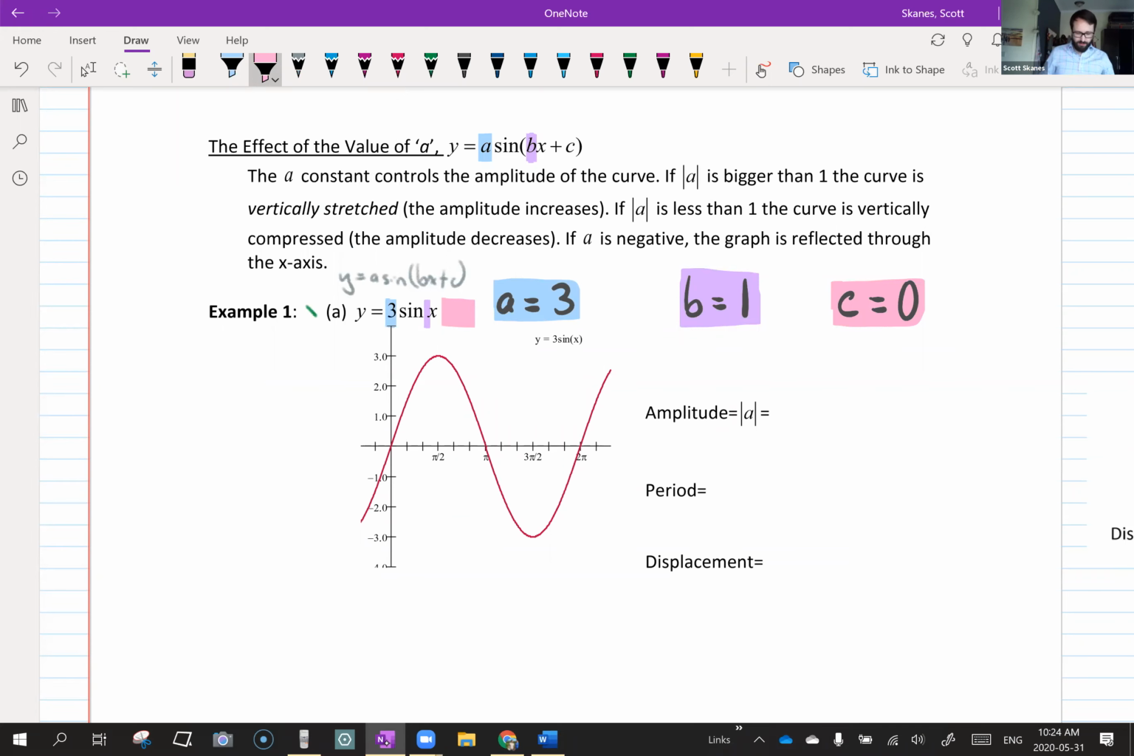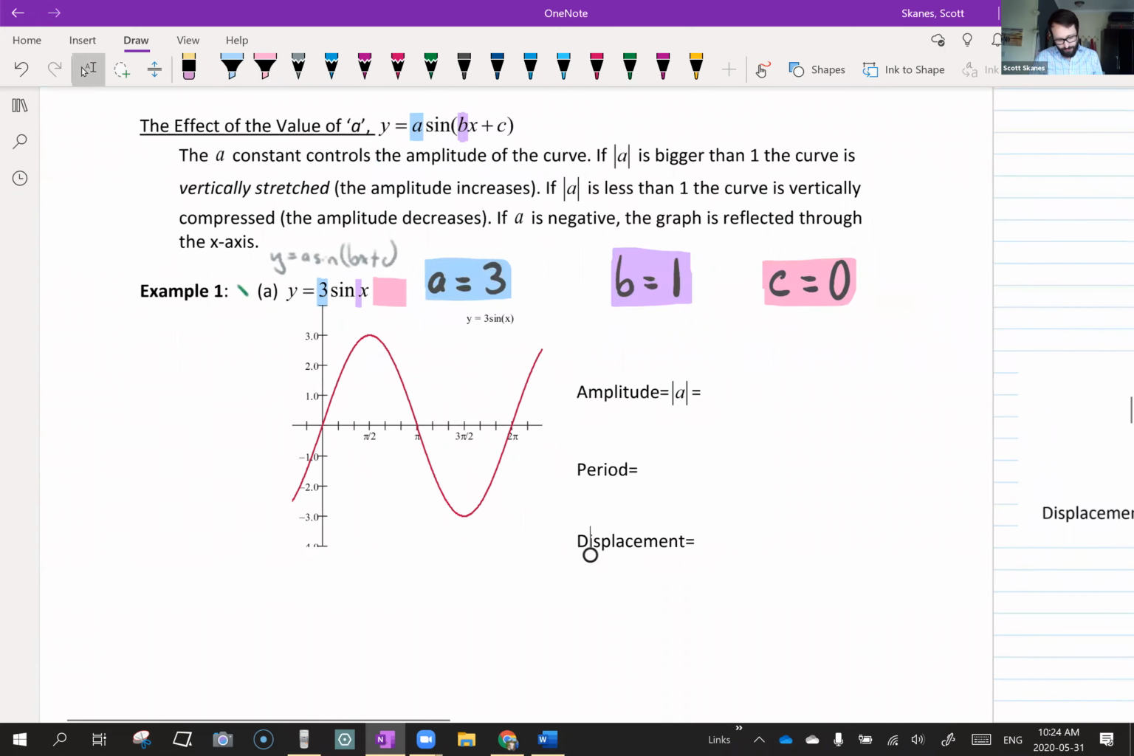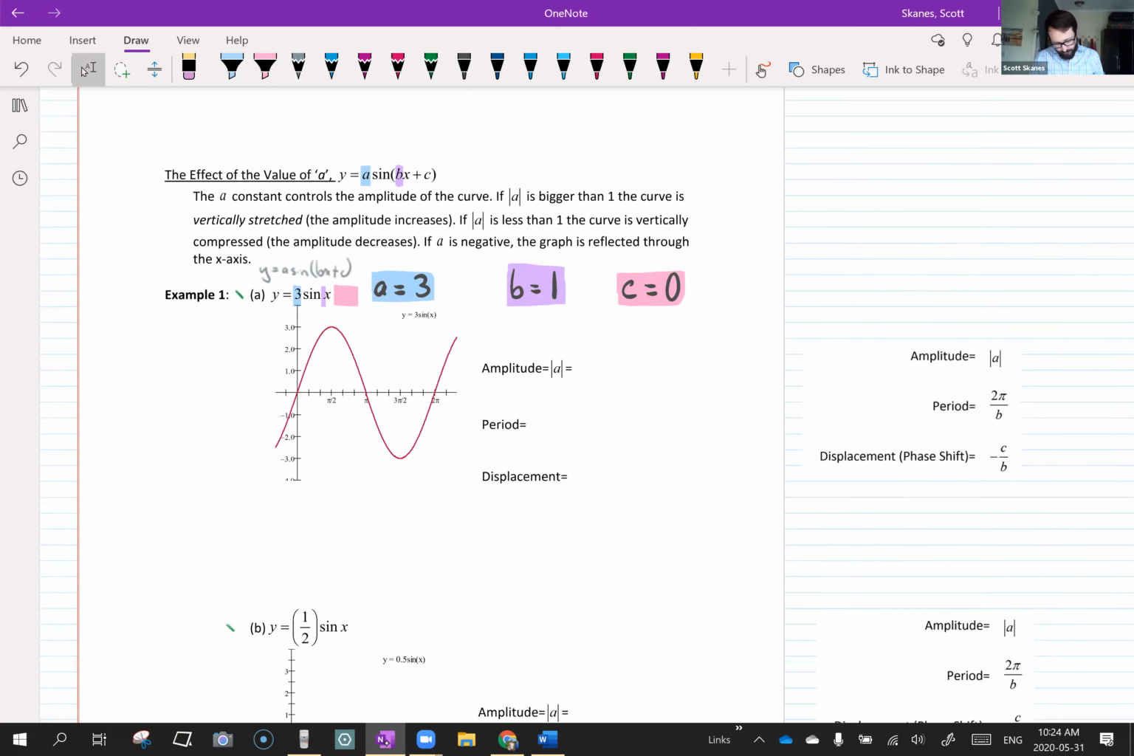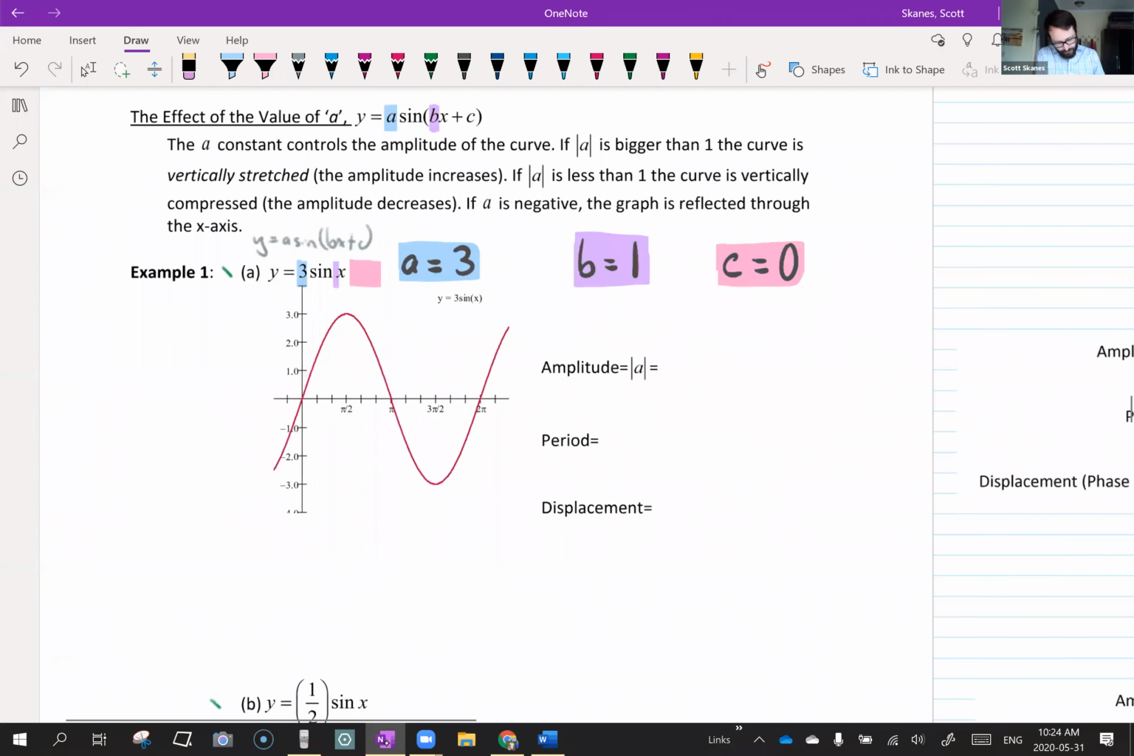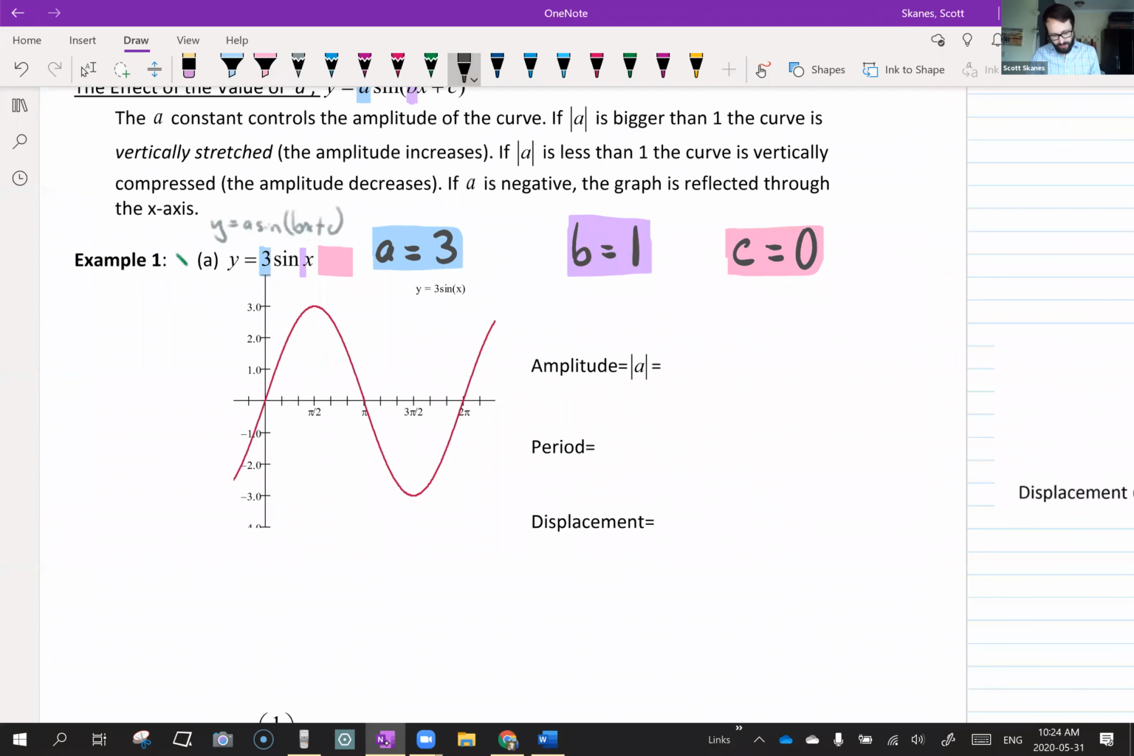All right, so we have our basics. Now we just do a little bit of math, and we have our amplitude, period, and displacement right away. And I put our formulas here, if we need them. They're on the side. I probably should have moved them over a bit, but it's okay. Amplitude is the absolute value of A. So in this case, just 3. We're done. Period is 2 pi over B. B is 1. So it's 2 pi.